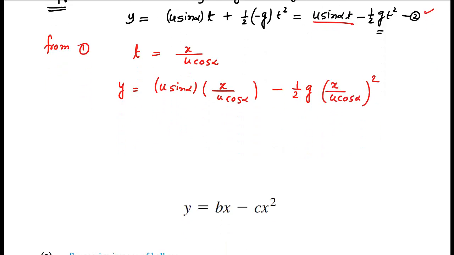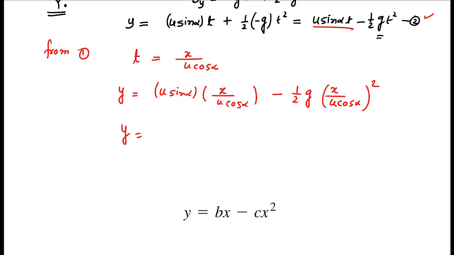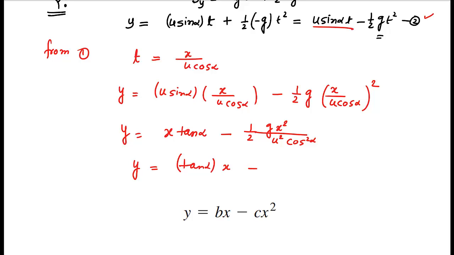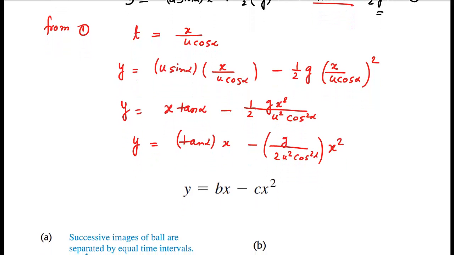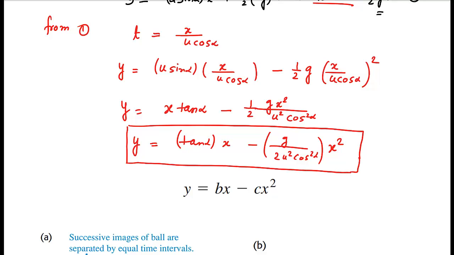and this is whole square. So now I can write y is equal to, u cancels, so I will have x tan alpha minus half g x square divided by u square cos square alpha. So I can also write y is equal to tan alpha, this is a constant, times x, minus g divided by 2u square cos square alpha, this is another constant, multiplied by x square. So this is the equation of trajectory, and this does not include time in the final expression. It only includes x, alpha and initial velocity u.